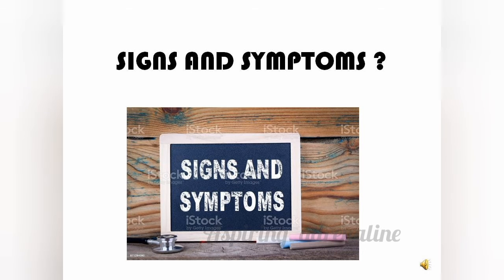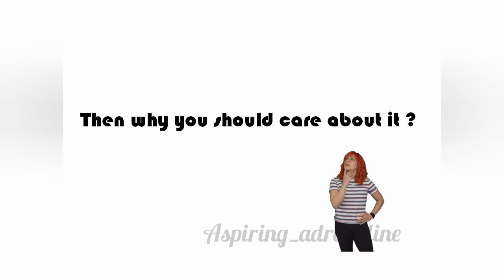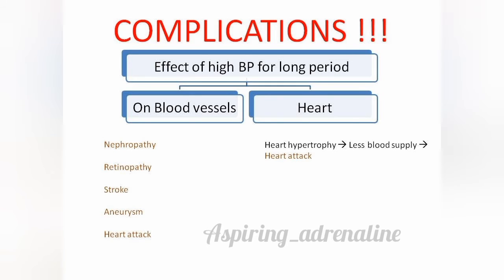Next, we are going to see about the signs and symptoms of high blood pressure. Actually, there are no specific symptoms for hypertension, but in severe cases, like in malignant hypertension, we can see headache, nose bleeding, shortness of breath, and many critical situations can be happening in emergency conditions. But for mild, moderate conditions, there are no such specific symptoms. You may have a question like, if there are no symptoms, why should we be concerned about the disease? We should care about the disease because of its complications.